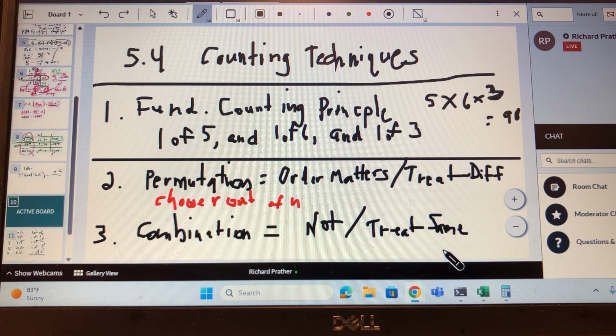That's a permutation. But if everybody's washing dishes, I just need 3 kids out of 6 to help me wash the dishes tonight. I'm treating them all the same, then order doesn't matter. Whether you're 1, 2, or 3, you're washing the dishes. You're hoping you're 4, 5, or 6 and you don't even get picked. But if you get picked, you're being treated the same.